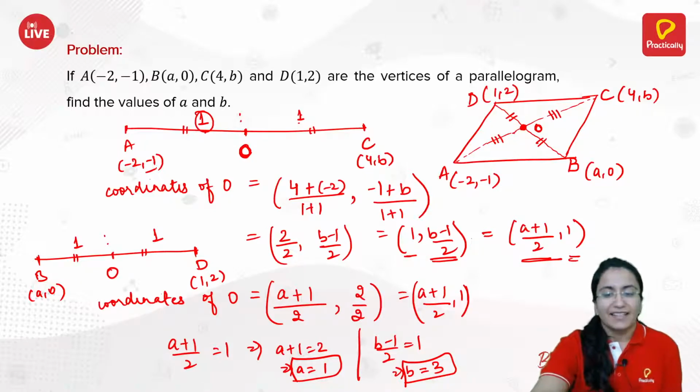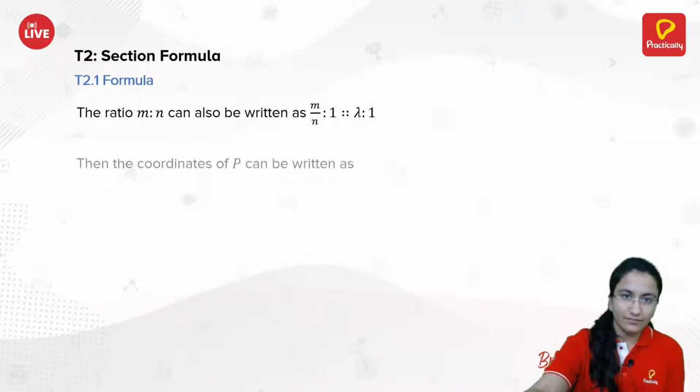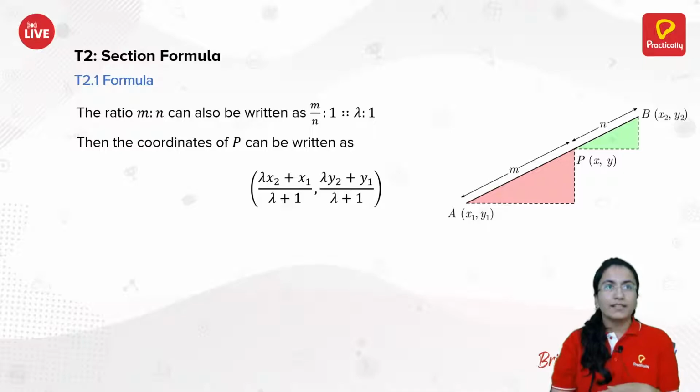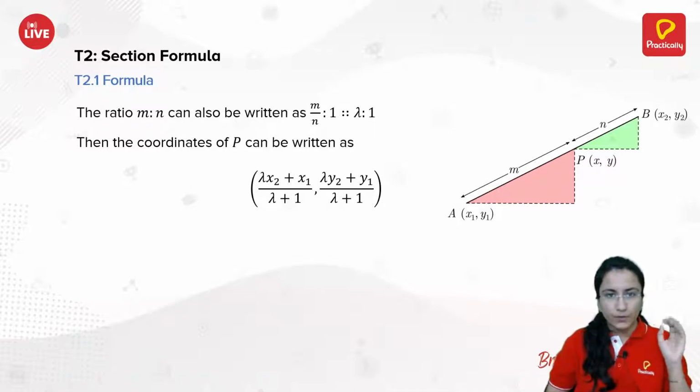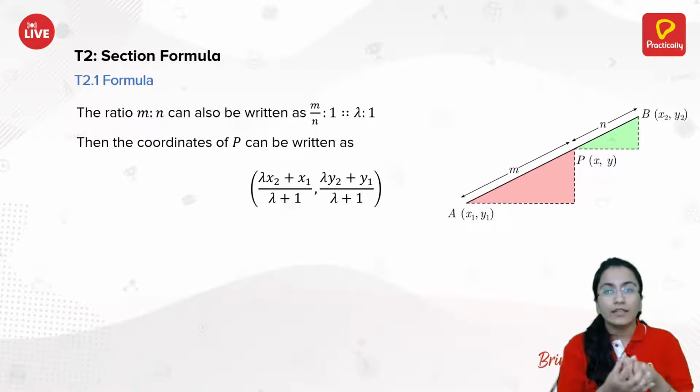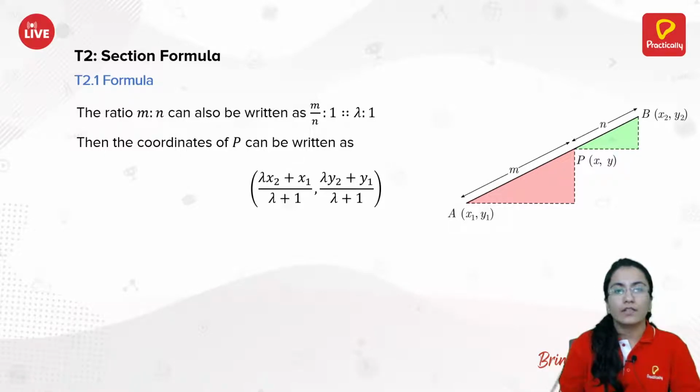Okay, let's go further. Next we have how we can rewrite such formulas. If you are given the ratio, directly apply the first formula we have, right? But in some questions you are supposed to calculate the ratio in which a point divides the line segment. Then the way you will write the ratio is, you will suppose that the ratio is lambda is to 1.